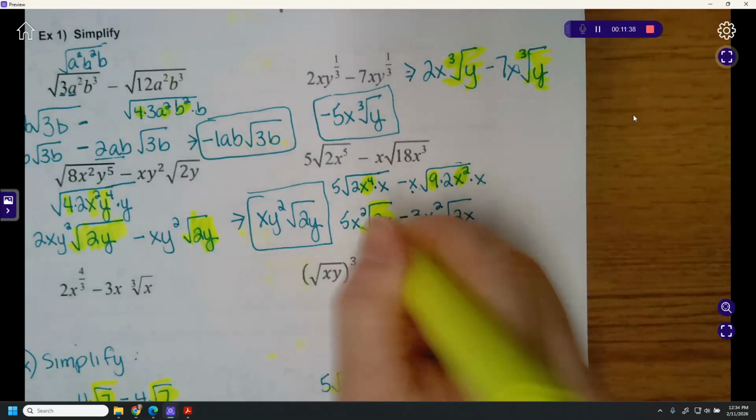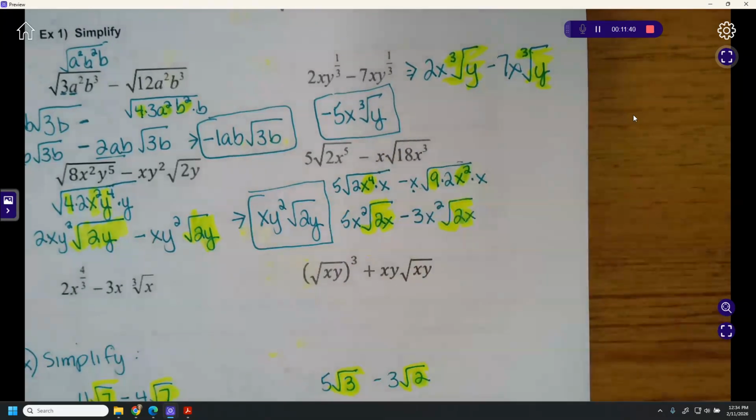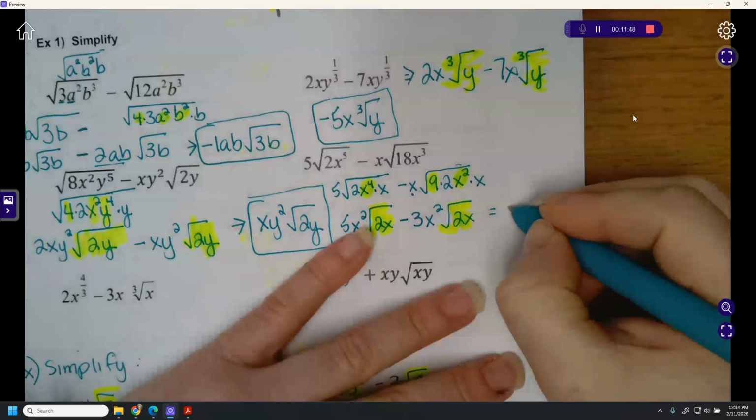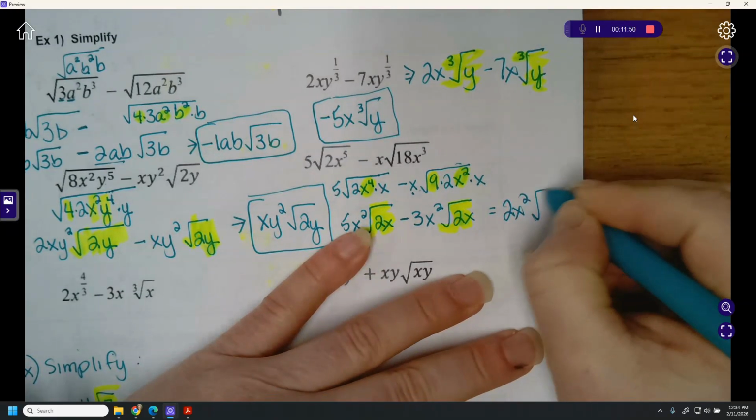Okay, so then we have 5x squared times the square root of 2x. Now, do you notice, hopefully, on all of these, what's happened is you've gotten to a point where the radicands are the same. So I have 5x squared, take away 3x squared. This gives me 2x squared times the square root of 2x.